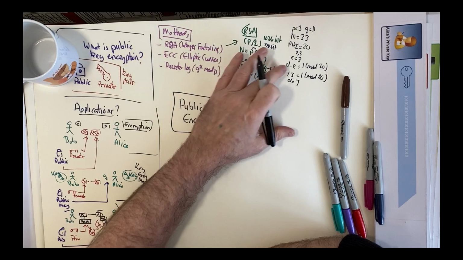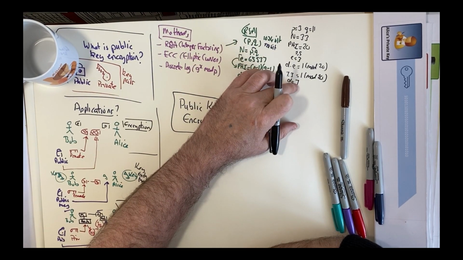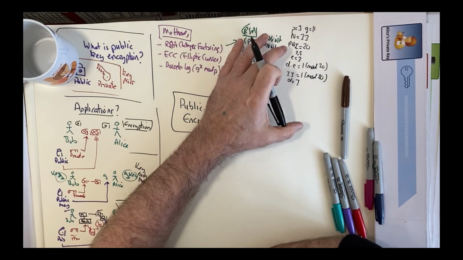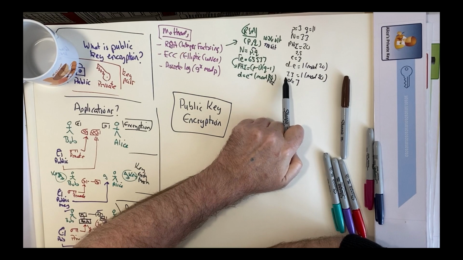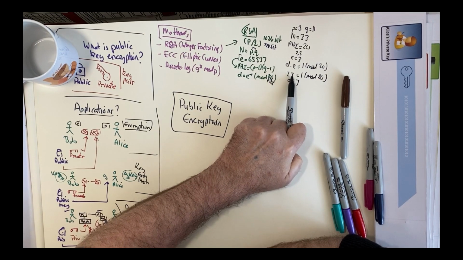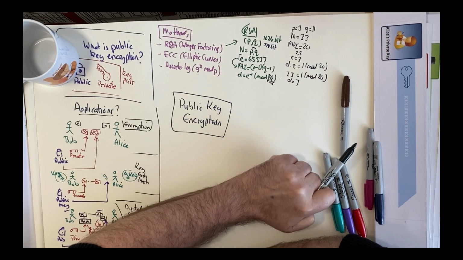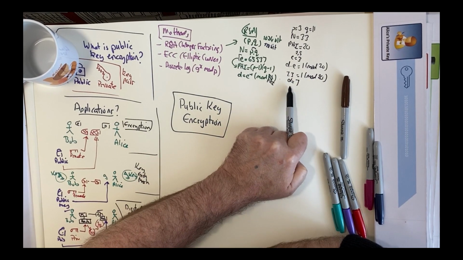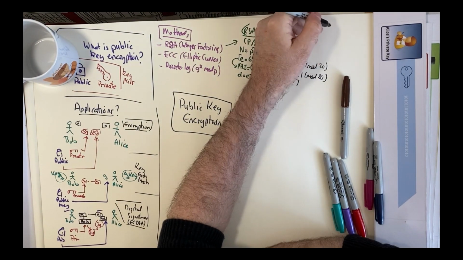Luckily, we don't have to do this type of calculation here because in, say, Python, we have a single line of code that will calculate D. But this is how it works out. 7 times 3 is 21, mod 20 gives us 1. So we have a decryption value of 7.